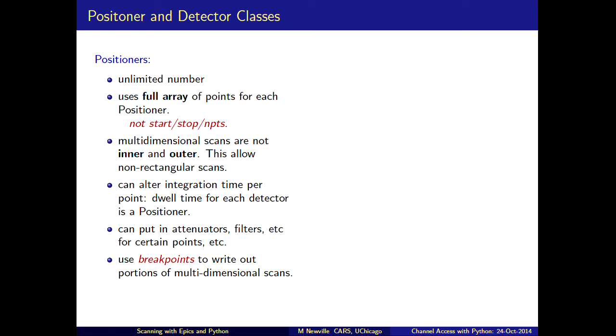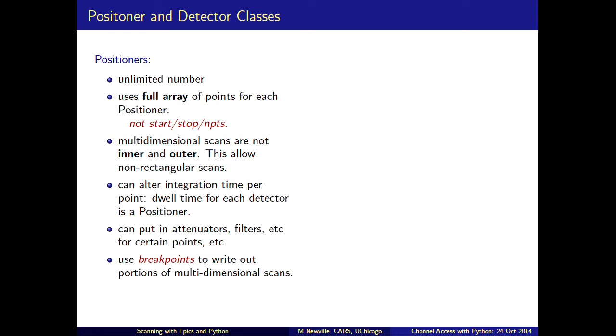Again, I'll just say that again because it's a little confusing, I think. Positioners, there's an unlimited number of positioners you can use, and you provide the full array of points, not start, stop, step. And then multidimensional scans are not thought of as inner and outer, but you give the full range. So if you want to do a mesh scan, you have to provide the correct arrays for X and Y. That's a little harder to do if you're doing a mesh scan, but it's not hard, right? Because in Python, that kind of thing is easy. But it also means that you don't have to do a mesh scan.